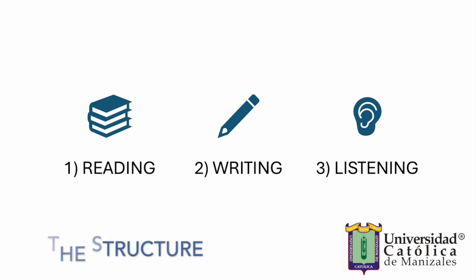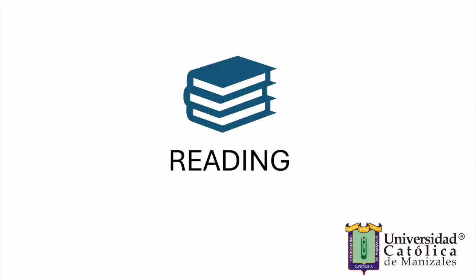Now, let's dive into the structure of the Cambridge PET exam. The exam consists of three main parts: reading, writing, and listening. We'll begin with the reading section, which is divided into 6 parts, totaling 32 questions. The goal of this section is to demonstrate your ability to read and comprehend main points from various sources like signs, newspapers, and magazines. You'll be tested on different reading tasks, such as matching, multiple choice, and gap fill exercises.